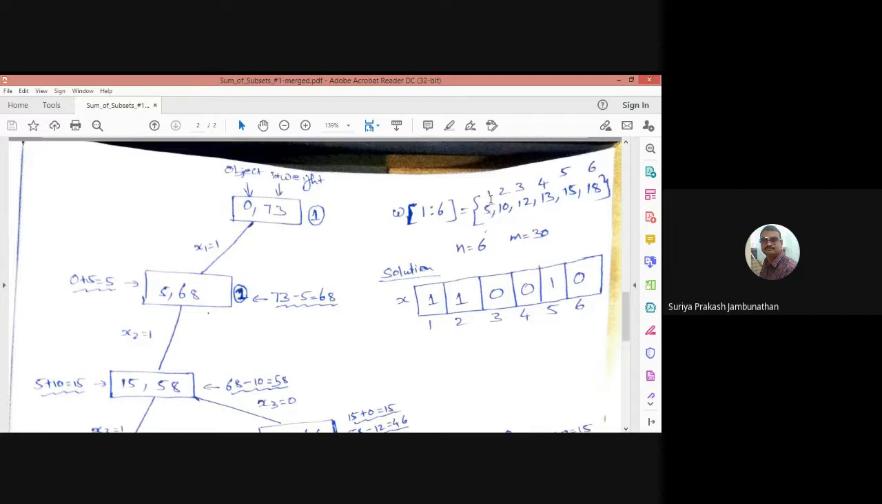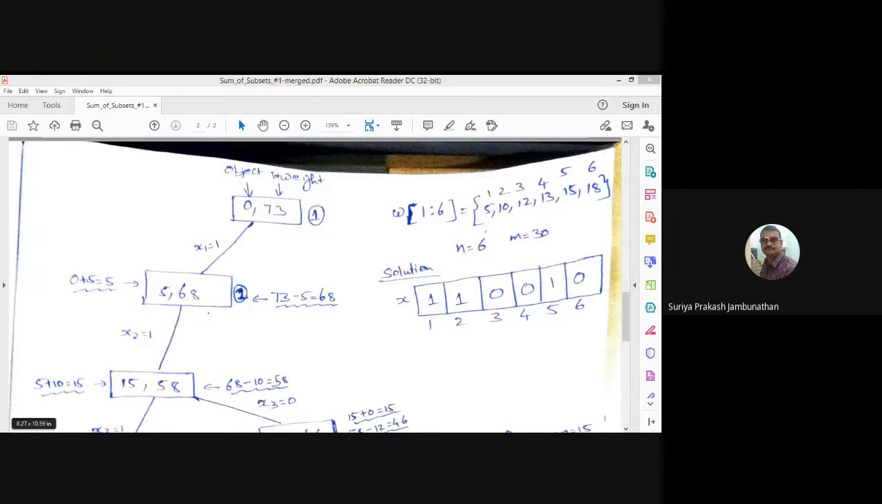So 5 has position 1, 10 has position 2, 12 has position 3, 13 has position 4, 15 has position 5, and 18 has position 6. So these are the positions we are having. Next, we are plotting the tree.